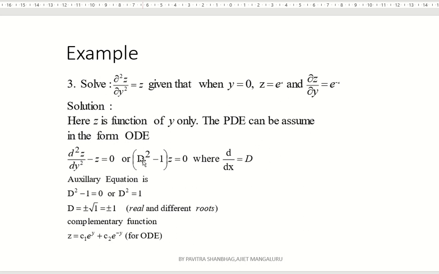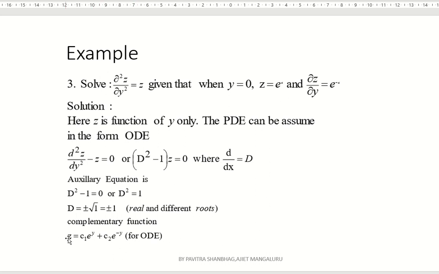So what is the auxiliary equation here? D² − 1 = 0. So D = +1 or −1. Again the roots are real and different. So how to write z in terms of y? z = c1 e^y + c2 e^(−y). This we obtained as the solution for the ODE.